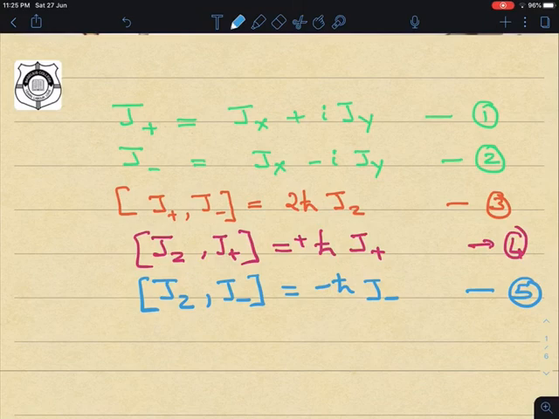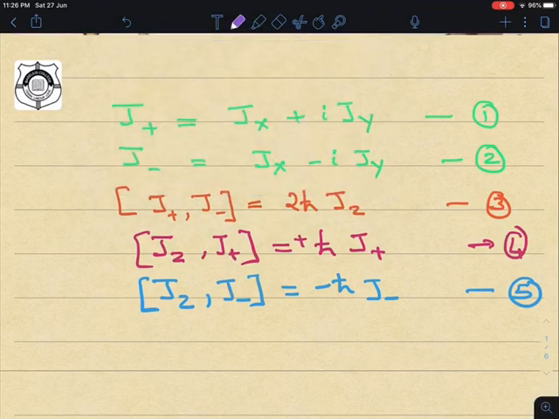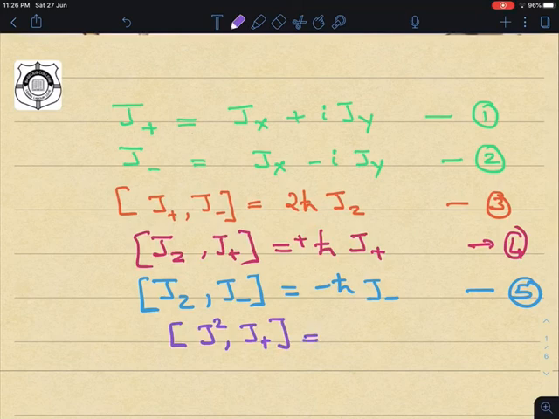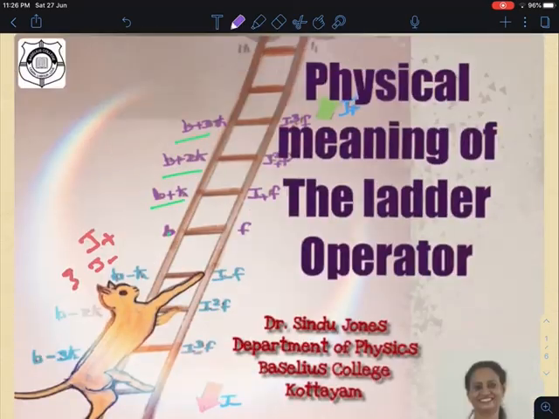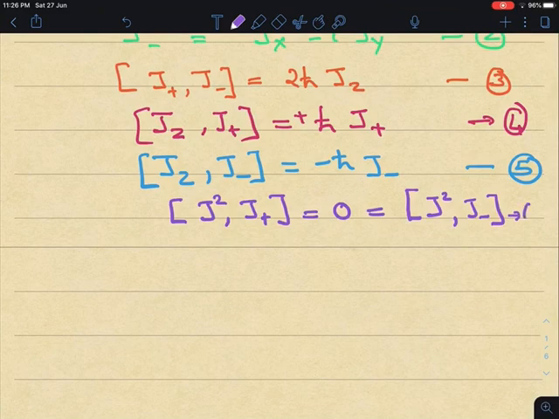Again, we looked into J square with J plus and J minus commutation, and we saw that J square commutes with both J plus and J minus. So how do you write it? J square with J plus, if it commutes, is equal to 0. And J square also commutes with J minus, so you can write J square with J minus is also equal to 0. Let's put it as equation number 6.